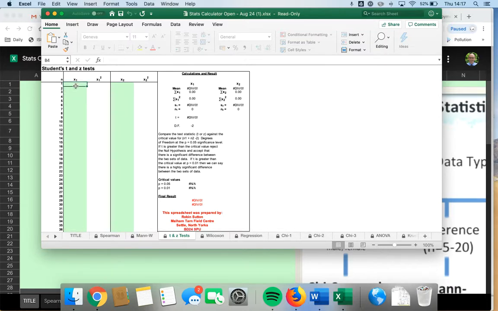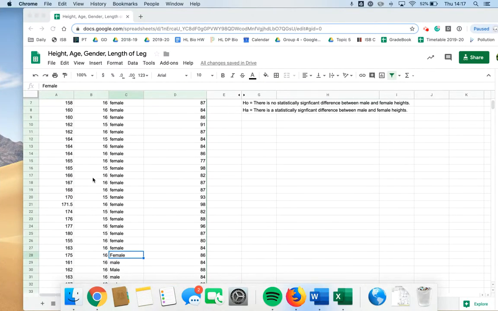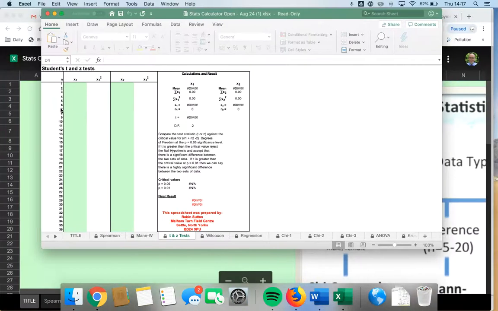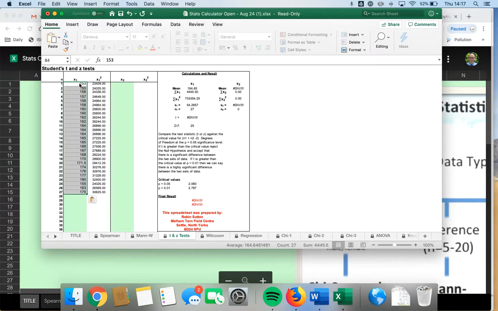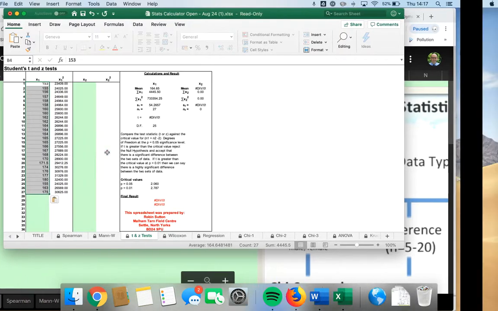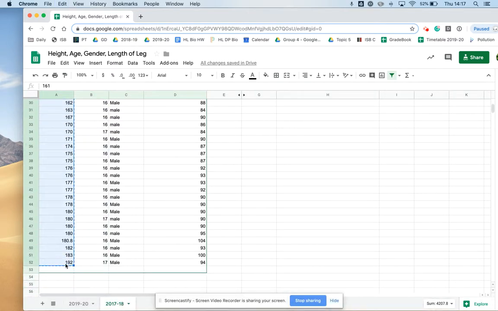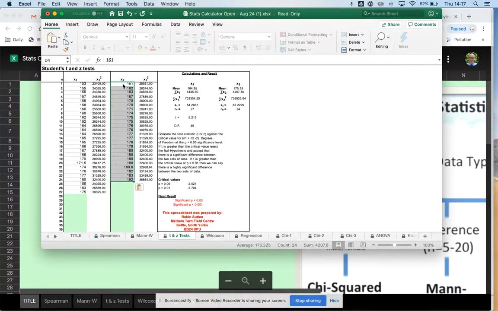Okay, what we're going to do is put the female data here, and put the male data here. So I'm just going to copy the heights because that's what we're interested in looking at. I'm going to copy those, place those in here. You see it's already doing some calculations, great. And I'm going to take the male and copy those, and stick those in here, okay? Now we don't have the exact same number of data points, that's fine.